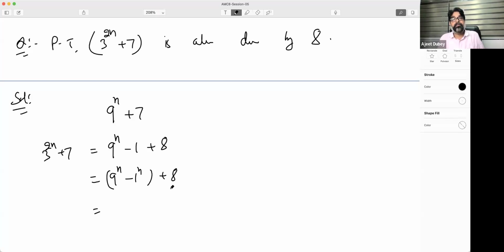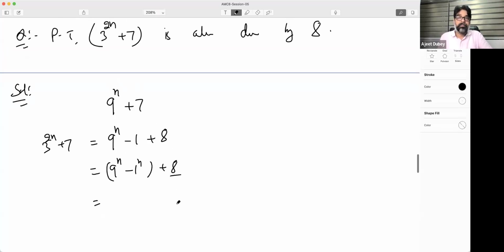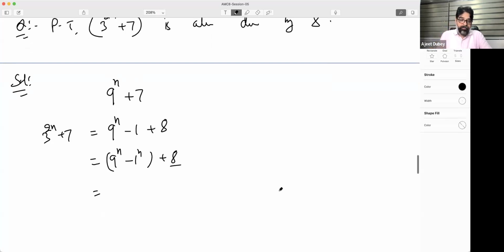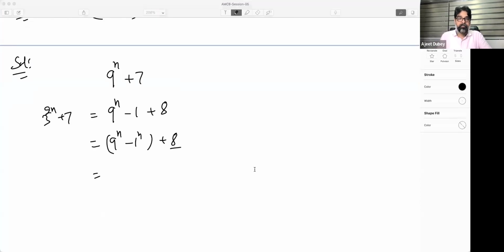Have you understood? 9 power n minus 1 power n, yes sir, is always divisible by 9 minus 1, 8. And this is the 8 itself. So it will always be divisible by 8. If anyone did not understand, please let me know. Okay. Next.